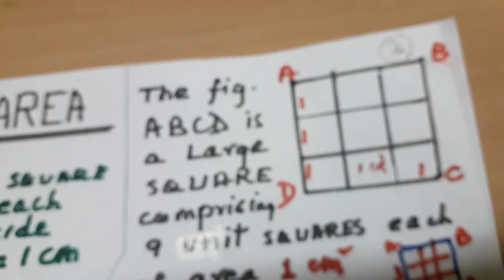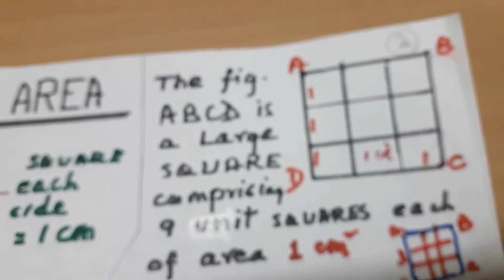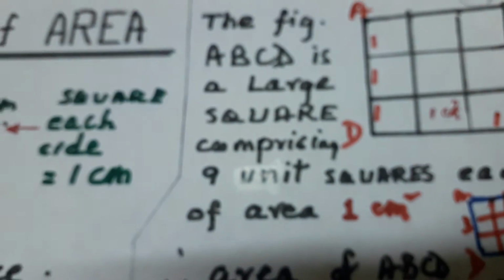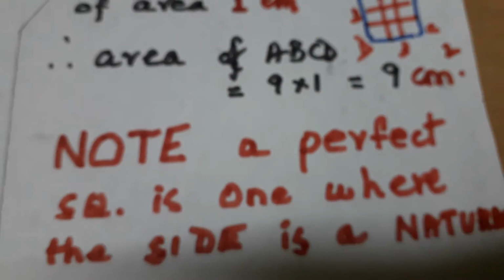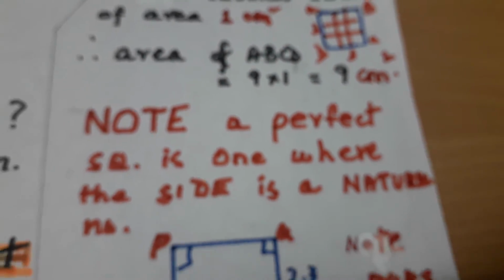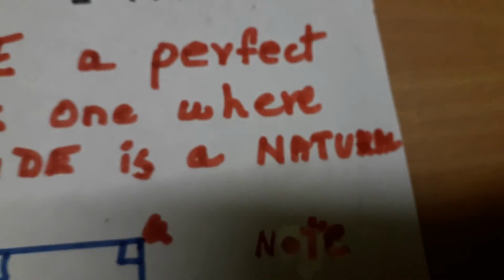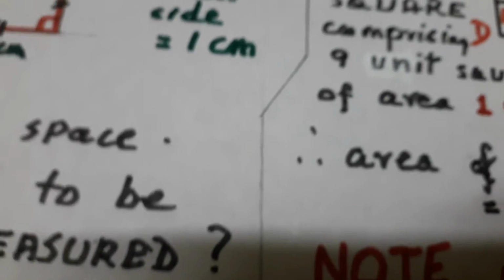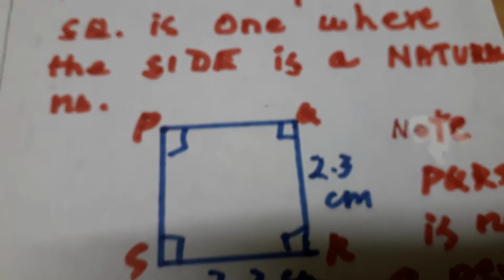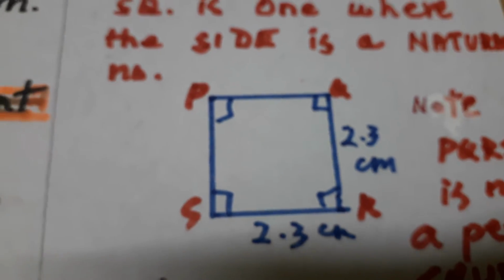Look here in this figure, ABCD is a large square comprising 9 unit squares. There are 9 of them. Can you see that? 3, 6, 9. Each one is a square of this size. So the area will be 9 into 1 centimeter squared. Note, a perfect square is one where the side is a natural number. Got it? See here now, this square PQRS, the side is 2.3. This is not a perfect square. Got it?